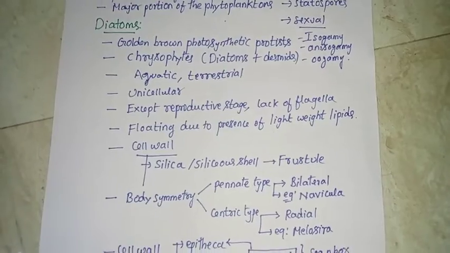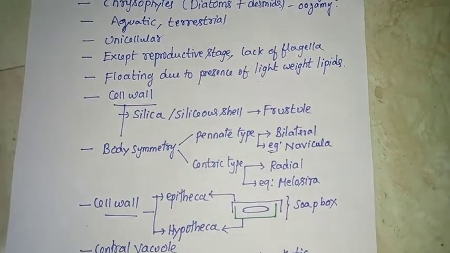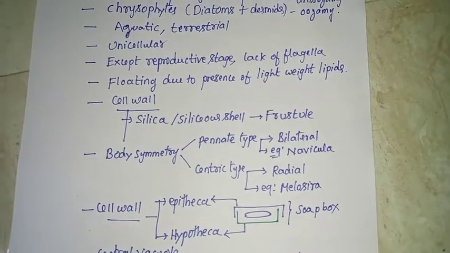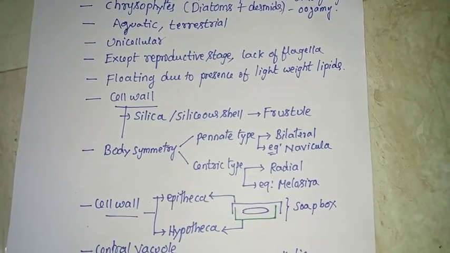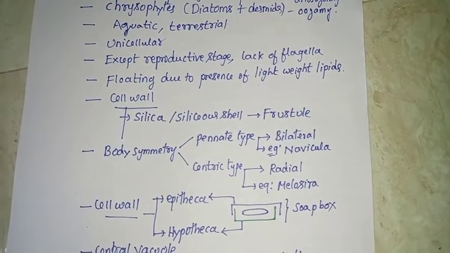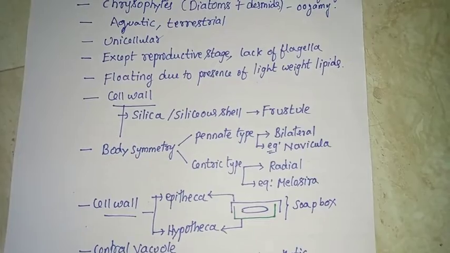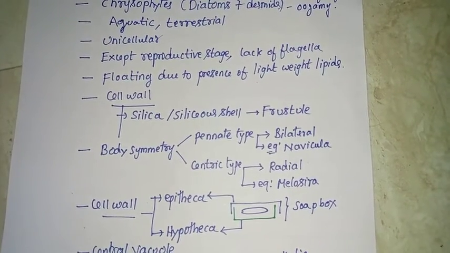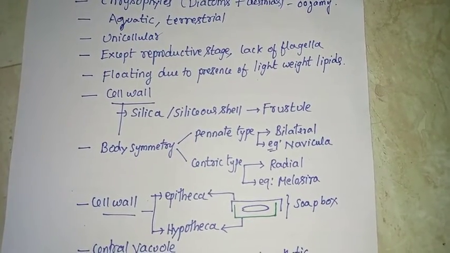And coming to the cell wall, it is very important for the NEET exam. The cell wall is made up of silica, or siliceous shell. That is what we call the frustule. Here body symmetry has two types, pinnate type and centric type. Pinnate type is also known as bilateral symmetry. Centric type is also known as radial symmetry. Pinnate type, a common example is Navicula. Centric type, a common example is Melosira.